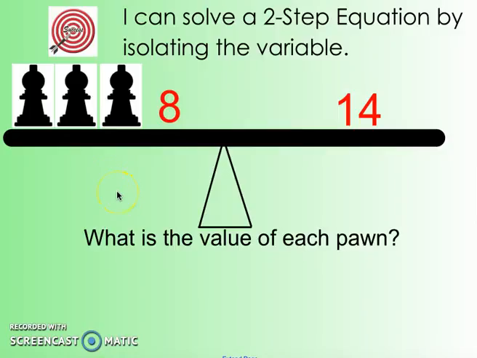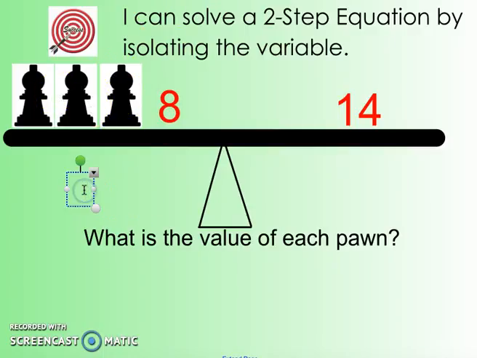Well, here in front of us we have, again, a balancing scale. On the right side, we have a total of 14. And on the other side, we actually have 14 as well. But in this case, we have 3 of some number that is the same, and then we also have 8 additional. So what we're trying to do is figure out 8 plus 3 of the same number is equal to 14. And we're trying to figure out what that missing number is.